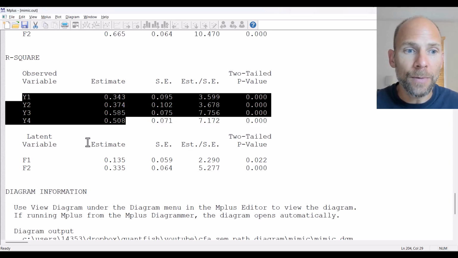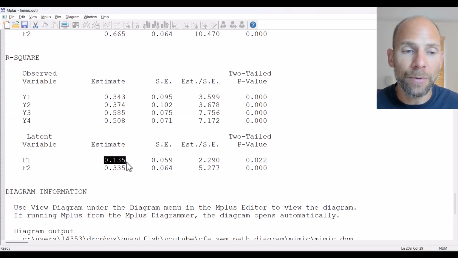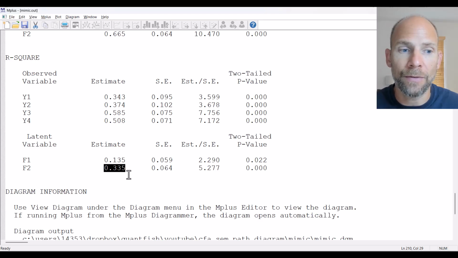And then also we get a latent variable R-squared for the two factors because they are dependent variables. And we can see here that 13.5% of the variance in F1 is accounted for by x1 and x2, and 33.5% of the variance in F2 is accounted for by x1 and x2. So this is the result of this latent regression model with observed covariates, and that's called a MIMIC model.